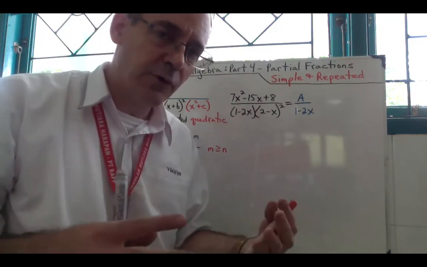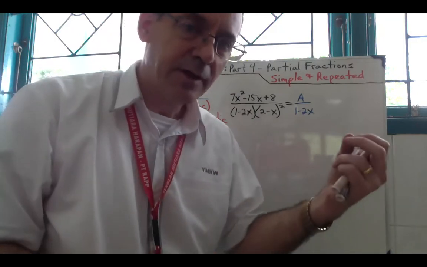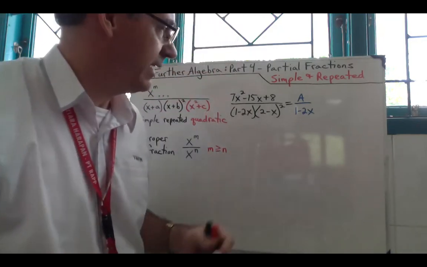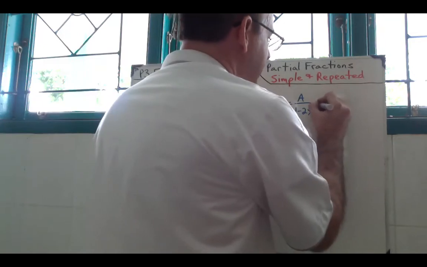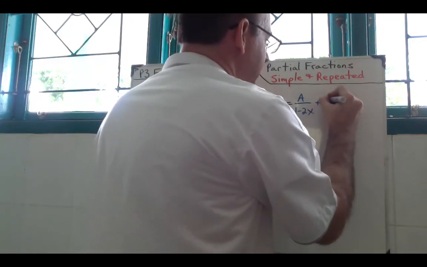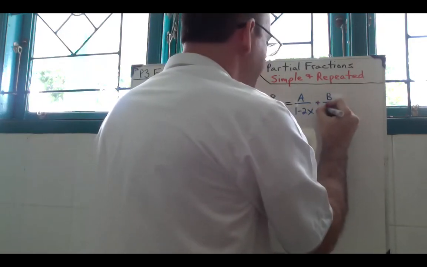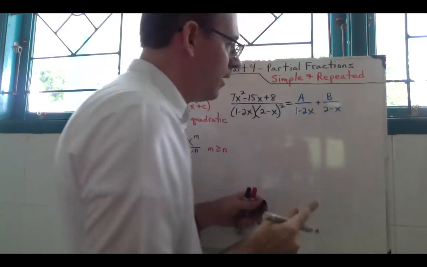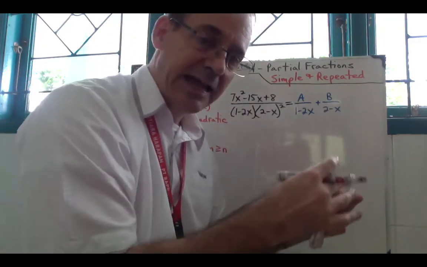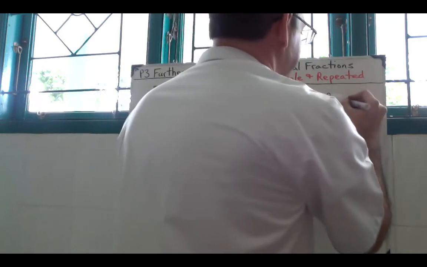So what we're looking for is the potential of that 2 minus x, and that 2 minus x might exist as a single factor, or it could exist as the repeated factor.